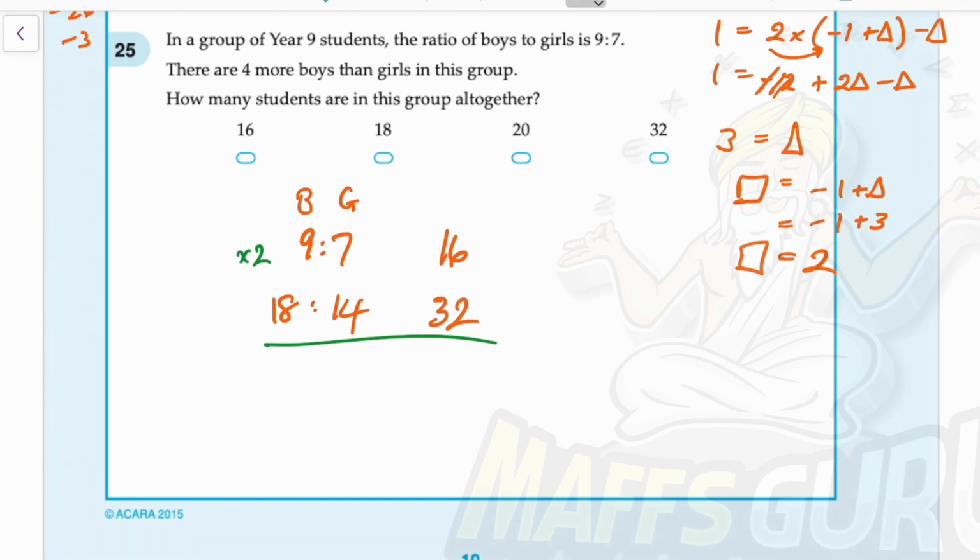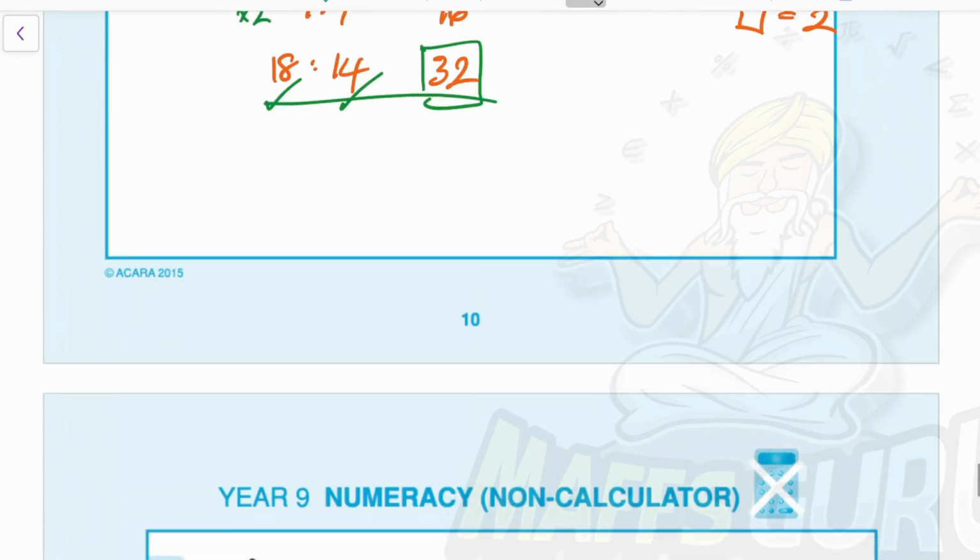Well, because it now says there's 4 more boys than girls in the group, are there 4 more boys? Yep, because there's 18 boys and 14 girls. How many students are in this group altogether? The answer must be 32.